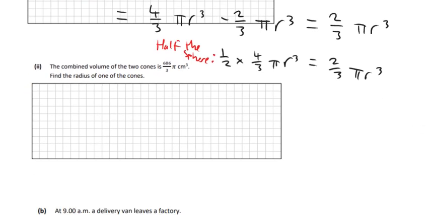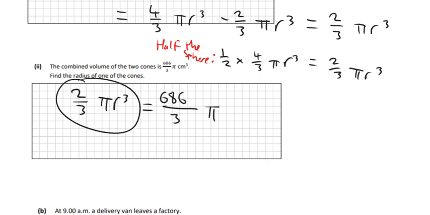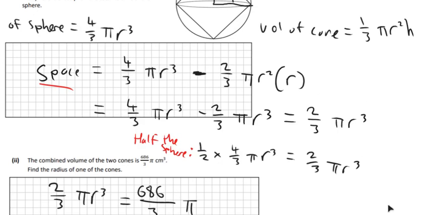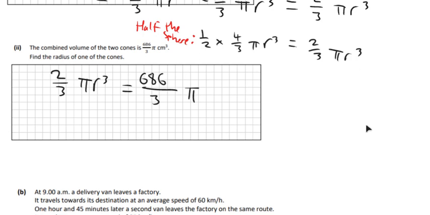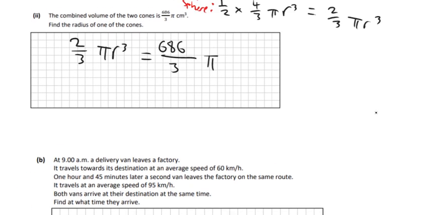So that's that proved. Right, so for the second part, all we need to do is let that formula 2 over 3 pi r cubed be equal to 686 over 3 pi. So we know from the first part that this is actually the combined volume of the two cones. It's just one of the cones times by 2, and we're still letting r be the same thing as h.